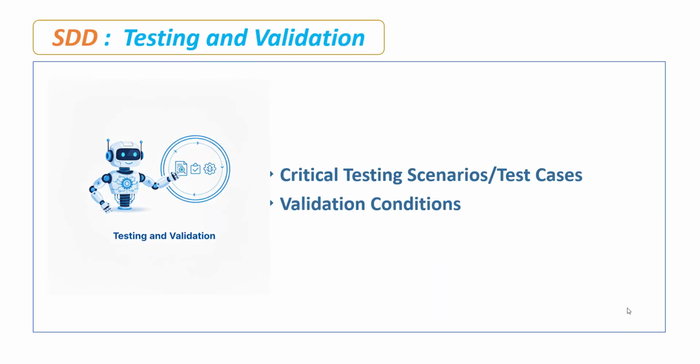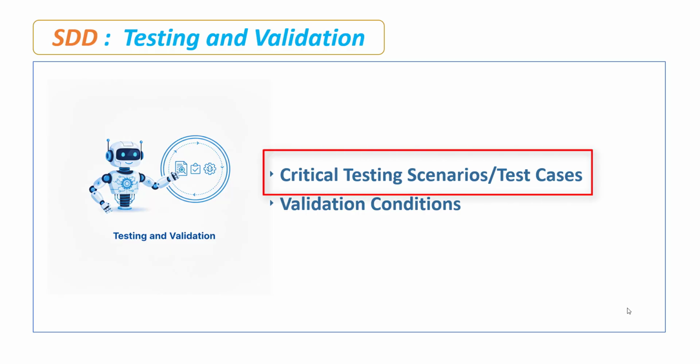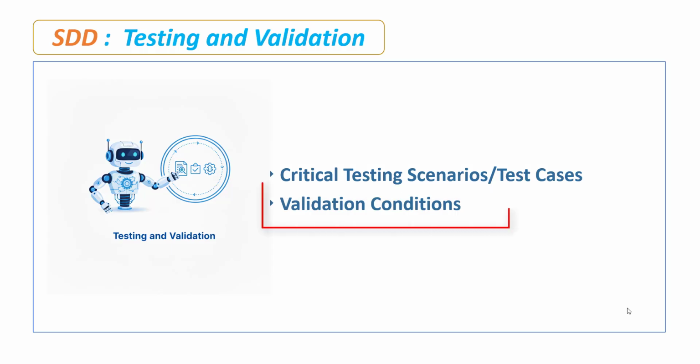Coming to the next section, that is testing and validation. Under testing and validation section, we are having subsections such as critical testing scenarios or test cases, and we'll have validation conditions. Under critical testing, we'll have a high-level list or a link to separate document containing the key test cases to validate the solution functionality. Whereas validation condition is the criteria that must be met for the solution to be signed off and deployed to the production.